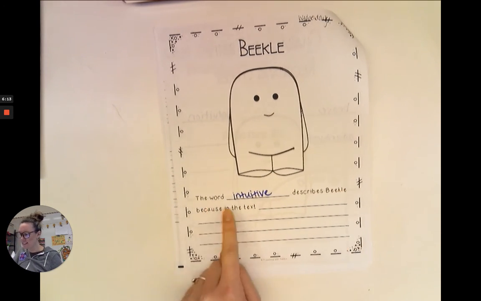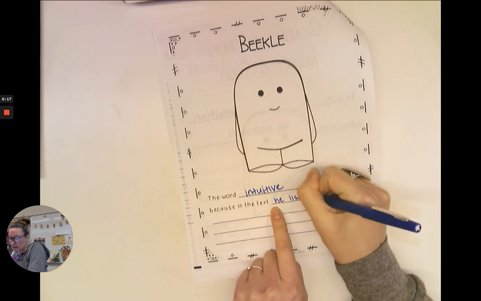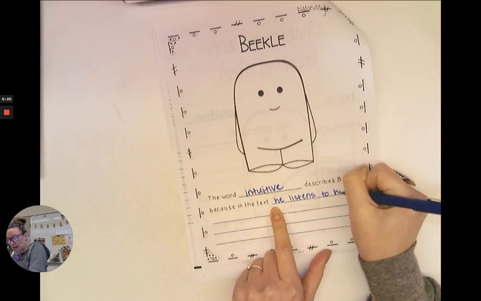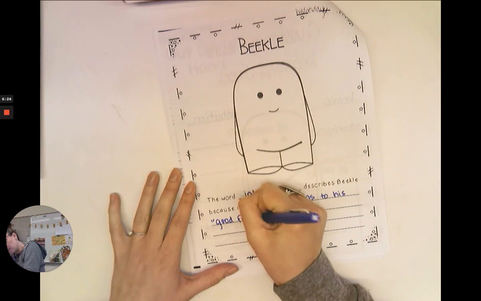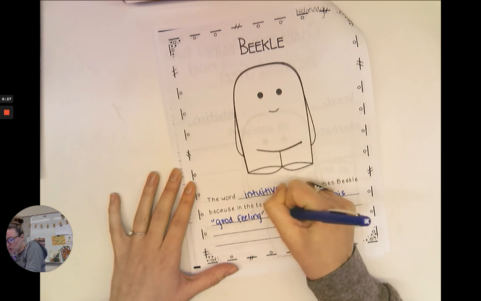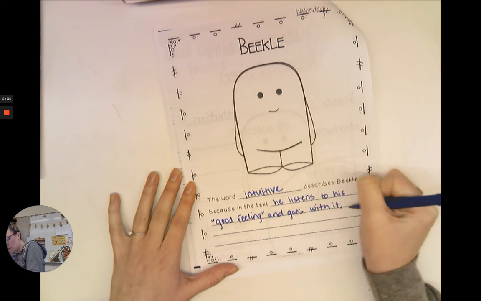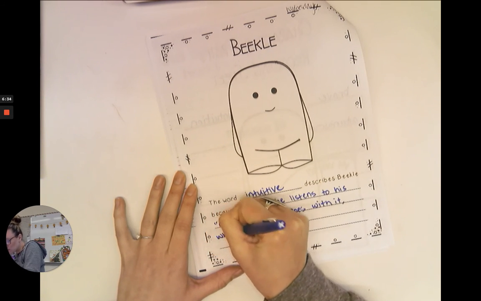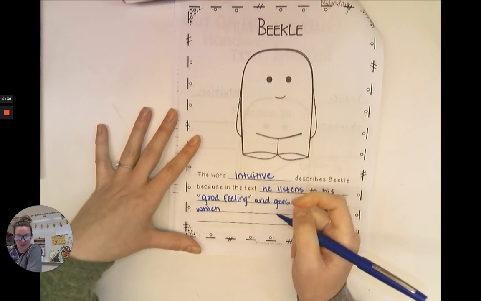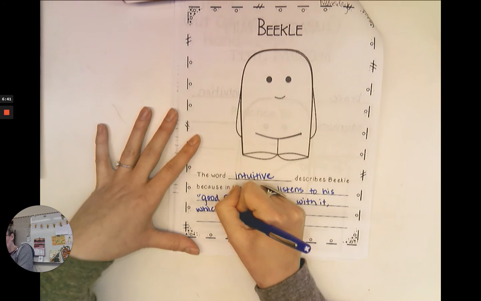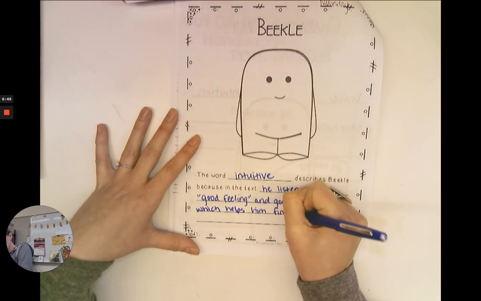Okay, so for my example, the word intuition, intuitive, describes Beekle because in the text, he listens to his good feeling and goes with it, which gets him to the park where he finds his match, right? Which helps him find his child.